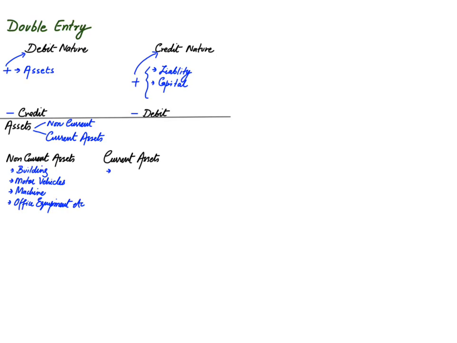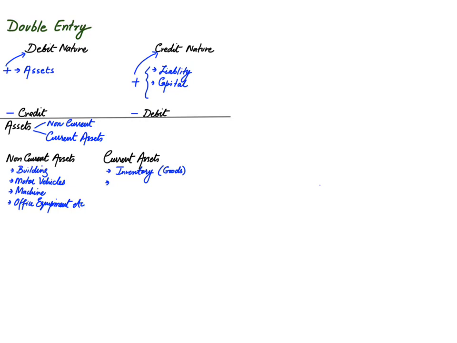Secondly, we have current assets. Current assets are cash in hand and cash at bank. And current assets also comprise things that will soon be converted into cash, such as inventory, which is also known as goods or stock in trade or merchandise. These are all names of inventory.